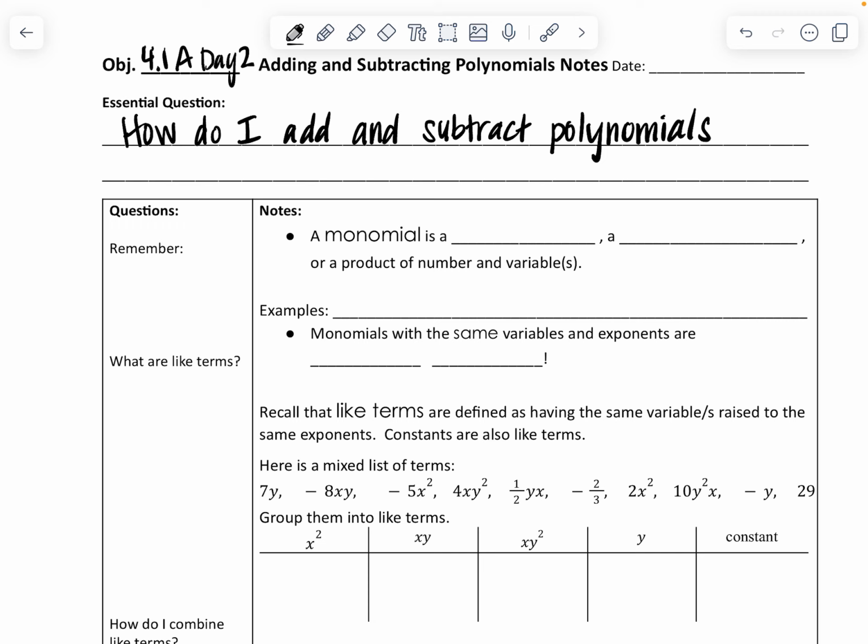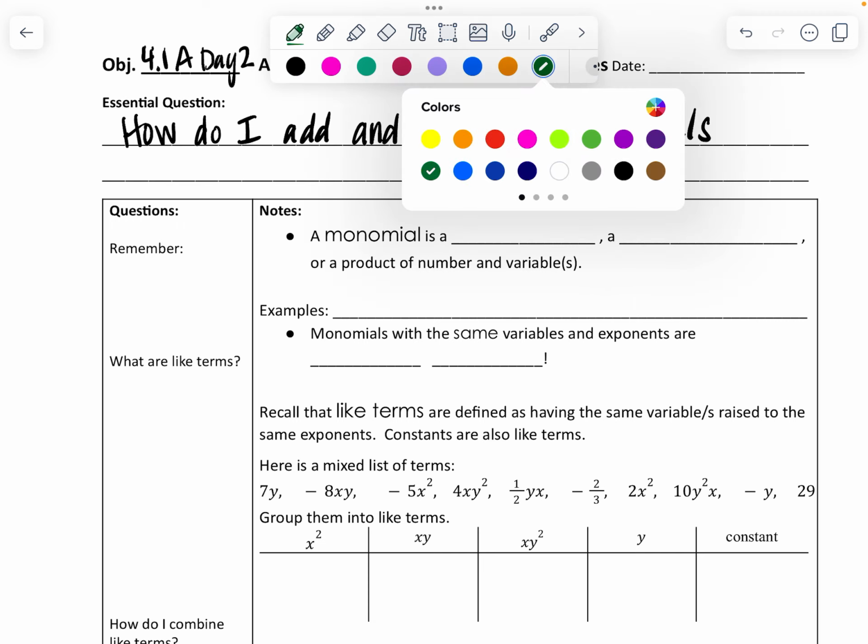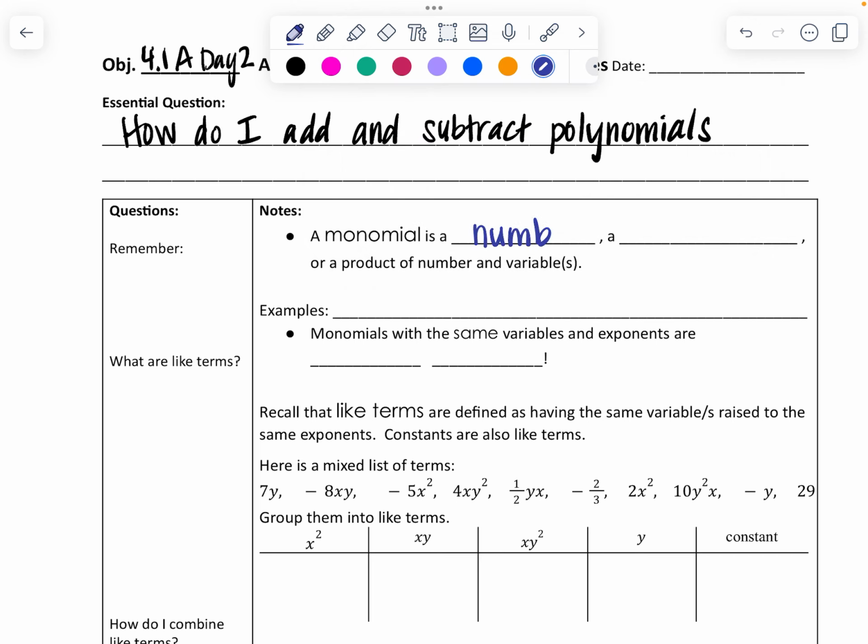A monomial is a number, a letter or a variable, or a product of numbers and variables. So for example, we have 5x, that would be a monomial. 3x squared could be a monomial. 9x squared y to the 7th power is a monomial. So that is still considered a single term.